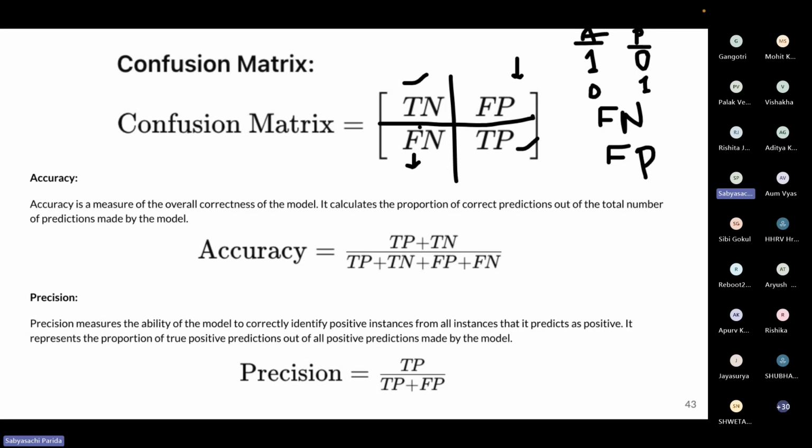So if it is truly positive, that means actually it is 1 and we are predicting that as 1. So it is true positive. And if it is actually 0 and we are predicting that as 0, so it is true negative. That means truly negative the model has predicted and truly positive the model has predicted. So accuracy is the measure of the overall correctness of the model. That means it is the ratio of the true positive plus true negative by all the other terms. That is the accuracy. So generally we want our accuracy to be high.